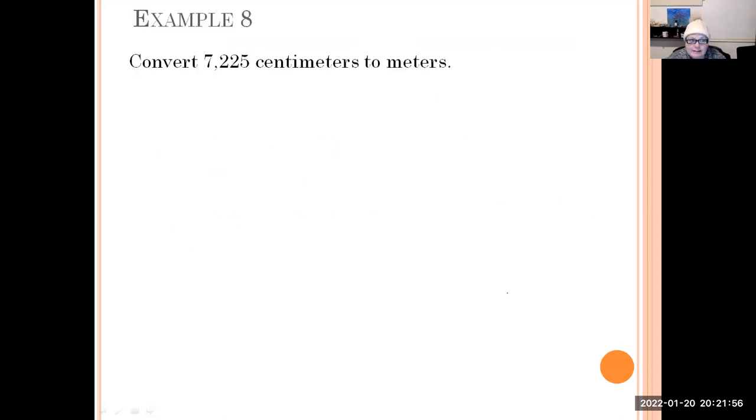All right, example 8, let's talk about that. Convert 7,225 centimeters to meters. If you look at your useful conversions, you will see that there are 100 centimeters in 1 meter, and that's what we're going to use. We start with what they give us, 7,225 centimeters. We're going to meters, so just one conversion. Centimeters is currently in the numerator, so we need centimeters in the denominator, meters in the numerator. Now we can plug our numbers in.